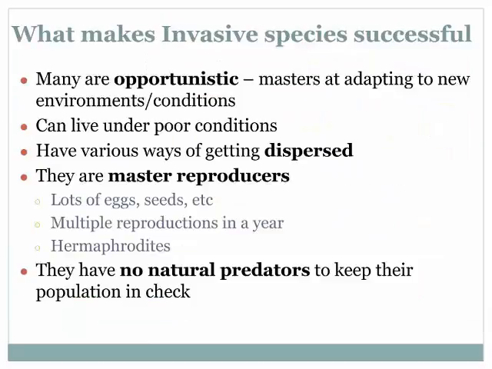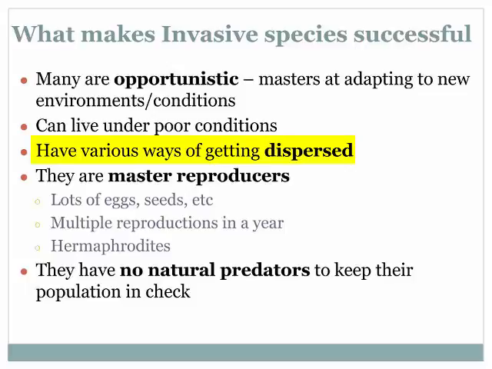Invasive species cause havoc on the environment to which they are introduced. They are master colonizers and incredibly successful at dominating an ecosystem. There are many reasons why invasive species are successful invaders and colonizers. Number one, they are opportunistic, meaning they are extremely skilled at adapting to new environments or conditions. Two, they can live under the worst conditions, conditions that would not support other, naturally occurring organisms in a given area. Three, they have various methods of dispersing themselves.